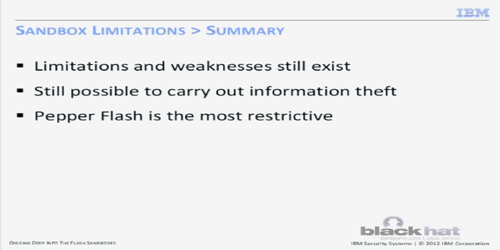So what have we learned in this section? We learned that limitations and weaknesses still exist, and these limitations make it possible to carry out information theft. And lastly, that out of all the three, Pepper Flash is the most restrictive.